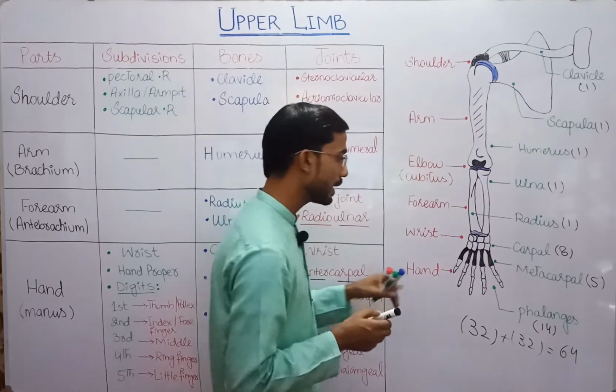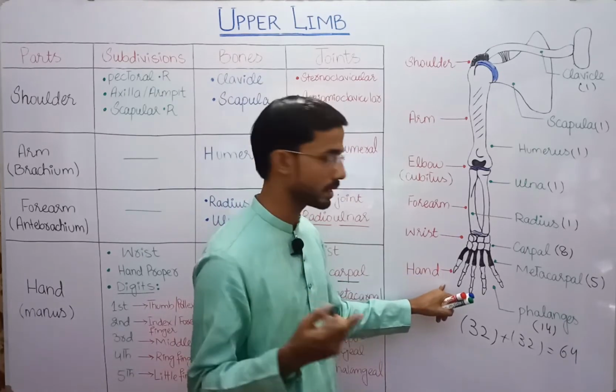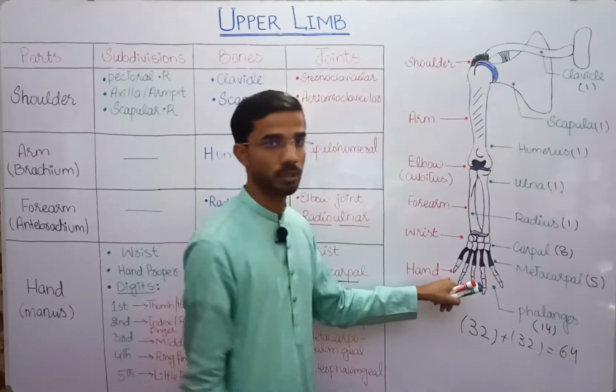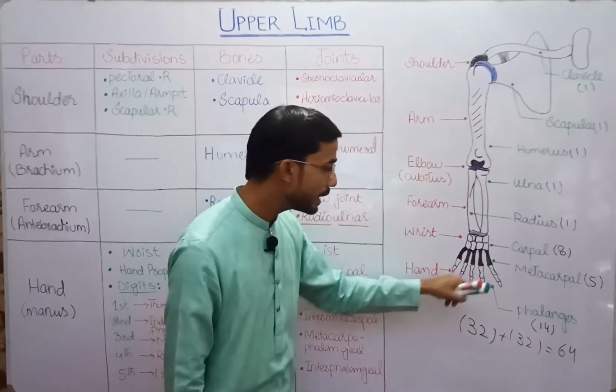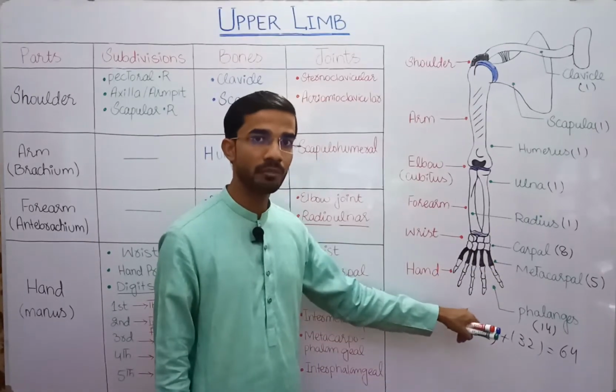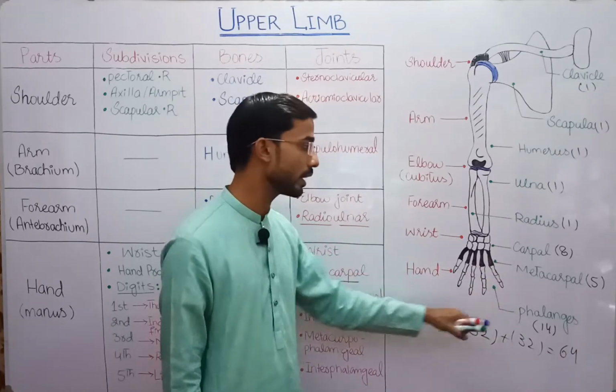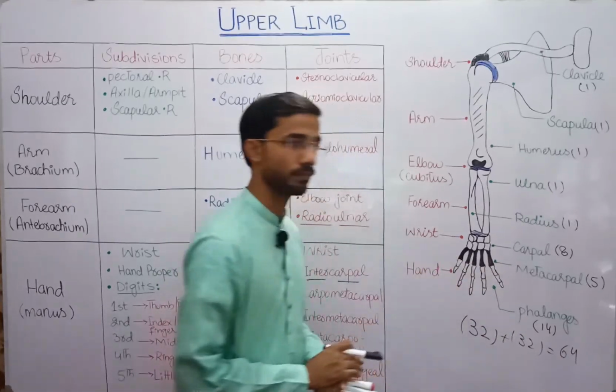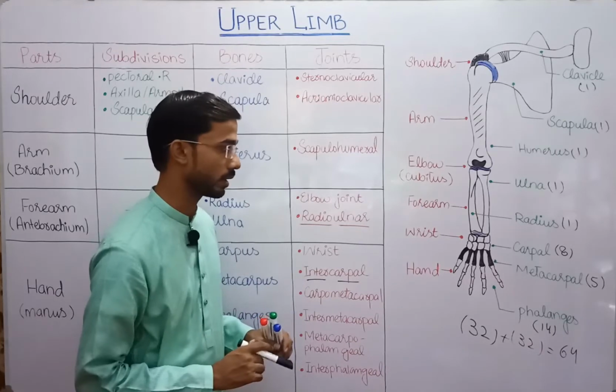Keep in mind, in the thumb or pollex there are two bones. In the other fingers, which are the index finger, middle finger, ring finger, and little finger, there are three bones. This point is very important.